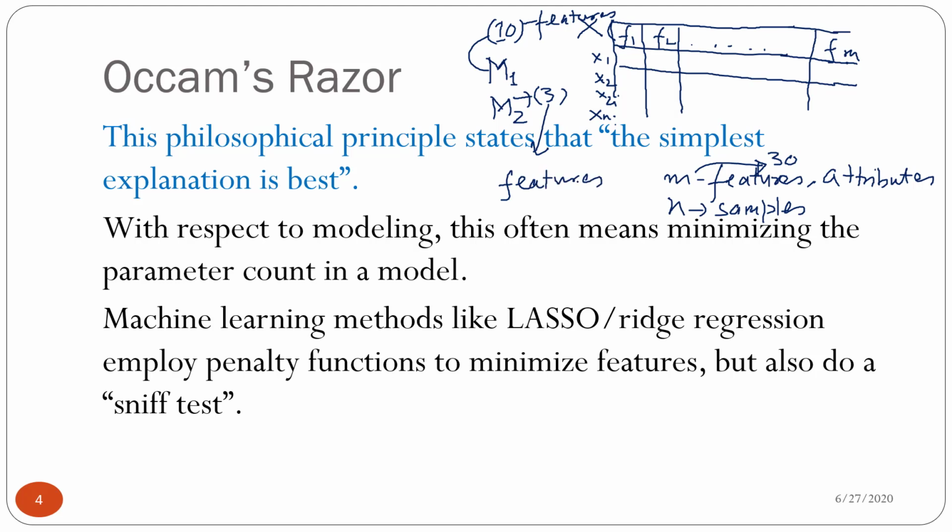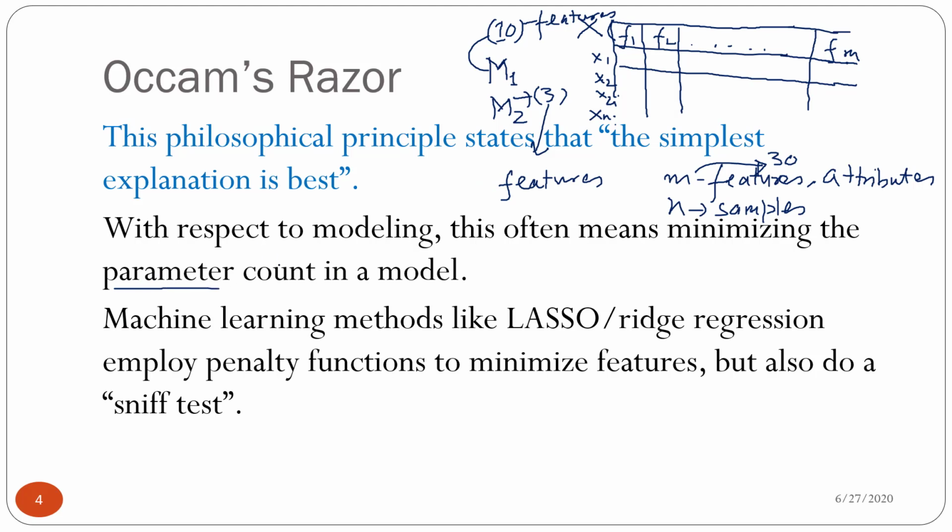Alright, so in this context, one of the ways in which we can judge whether M1 is simple or M2 is simple, I will say M2 is simple. Why? Because M2 is using a smaller number of features. So one of the ways in which you can judge models as simpler is to look at the number of features being used in modeling. Alright, so features are also called parameters.